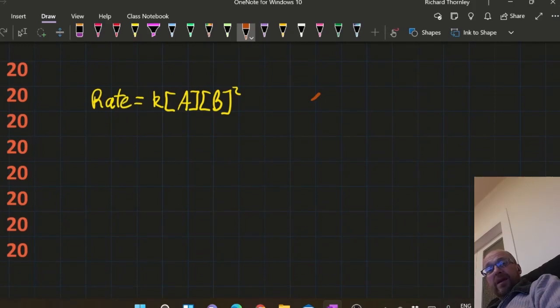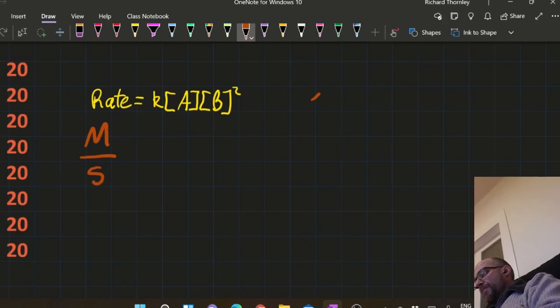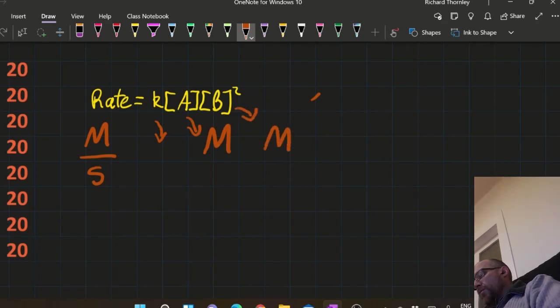Okay, question 20 from a strange angle. Rate is measured in change in concentration over change in time. So I'm going to use the old molar per second there. The units for the rate constant we don't know, but I know that concentration is measured in molar, and I know that this concentration is measured in molar squared.